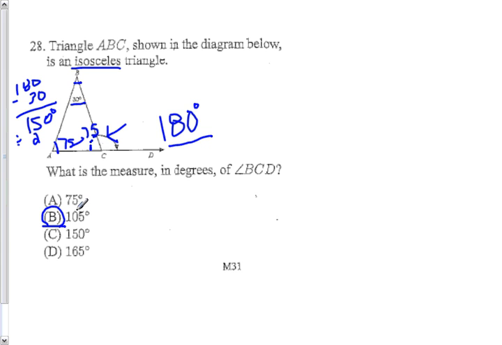Answer choice B. We could also, using the other strategy, the two interior angles are equal to the third exterior angle, so 30 plus the other interior 75 is equal to 105. All right, that's another way.